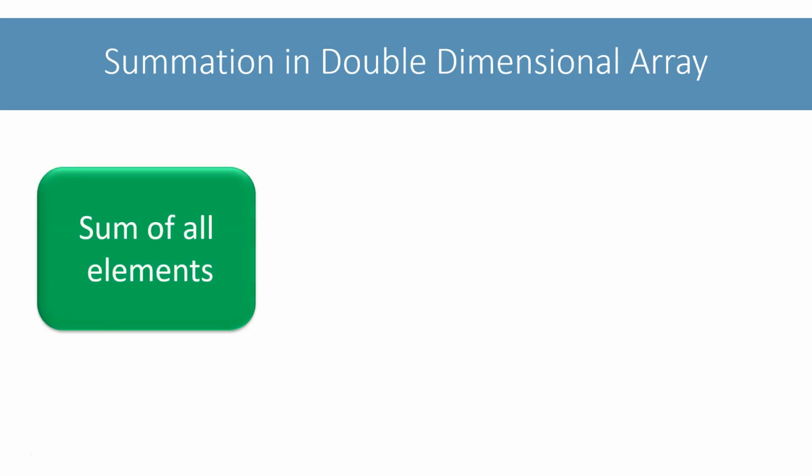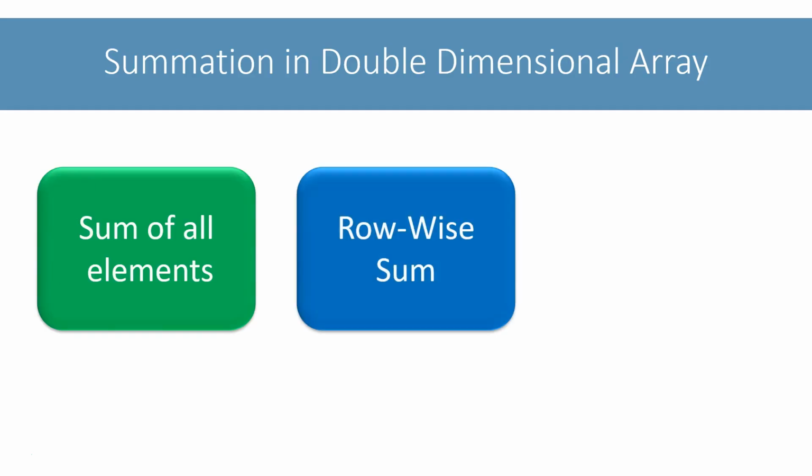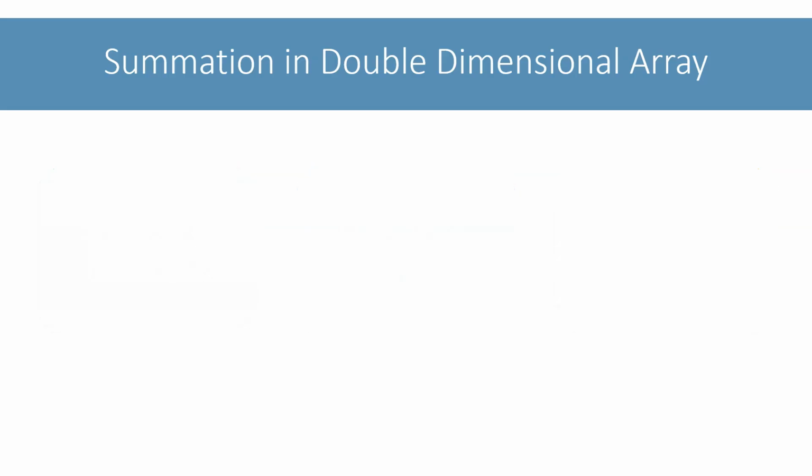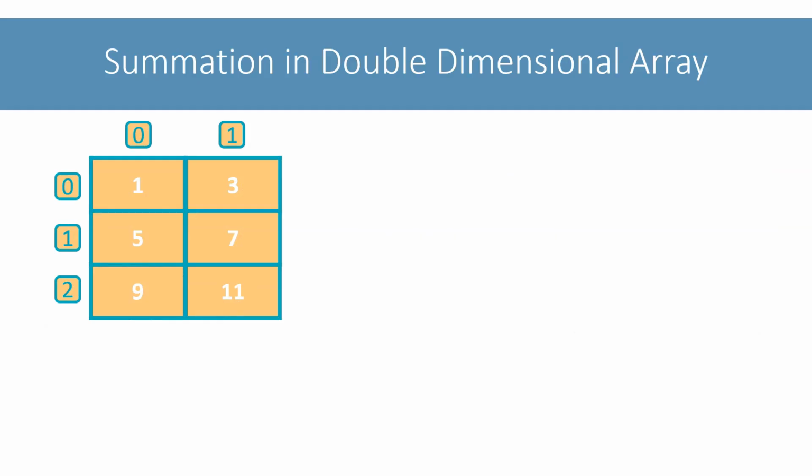First is computing the sum of all elements of the 2D array. Second is computing the row-wise sum of the 2D array. And third is computing the column-wise sum of the 2D array. First, we will understand the meaning of row-wise and column-wise sum for a double-dimensional array, and then we will write a program for it. Let's again take our 3x2 2D array ARR, which we used in the previous lessons.